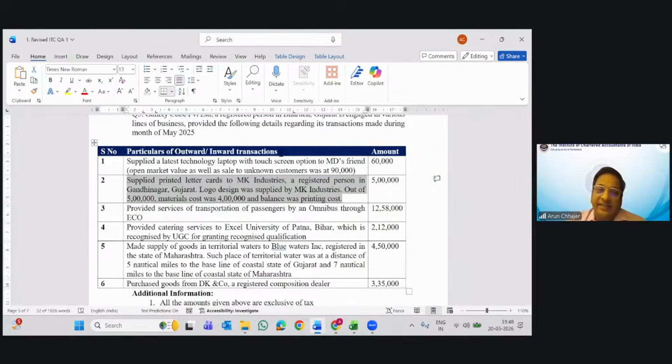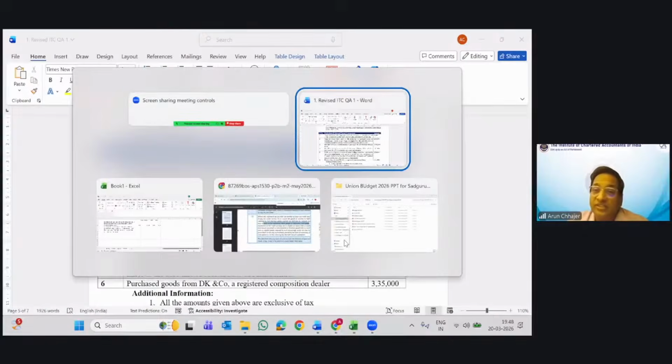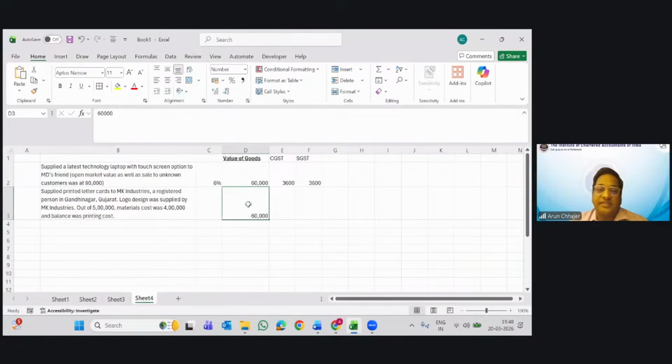If you read the study material in detail, there was a clarification circular for the printing of the letter card, wherein they are treated as supply of the goods as the predominant element. So it becomes a composite supply where the principal supply is supply of the goods. So the entire supply becomes composite supply, and therefore 5 lakh would be chargeable to GST at the rate of 6%. The answer would be no, beta.